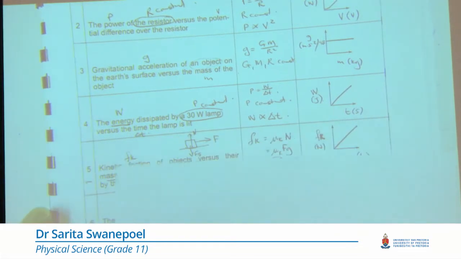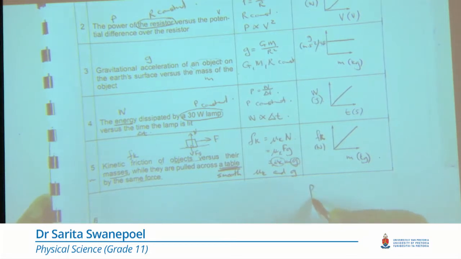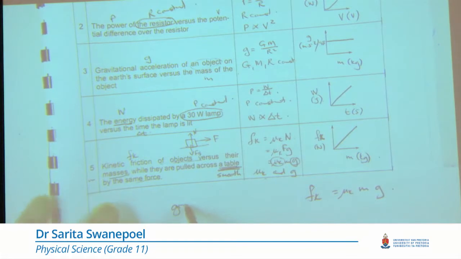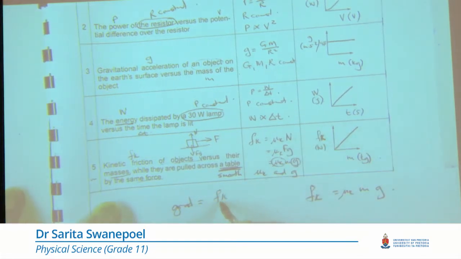Let's go on. The next one, we also had a straight line. So my equation was Fk equals mu k mg. How do I get the gradient? Gradient should be change in y-axis over change in x-axis. So how in this one can I get Fk over m? That will be mu k times g. So the gradient is mu k times g.